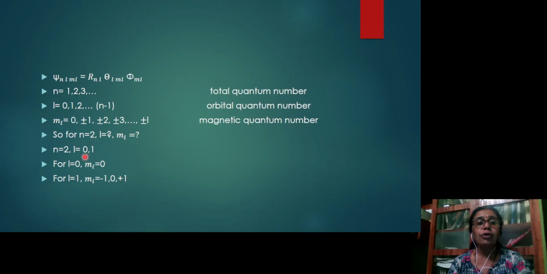For every value of L, determine what are the possible values of ml. So for L equal to 0, only a single value of ml, that is 0. And for L equal to 1, ml can have three values, that is minus 1, 0 and plus 1. So in this fashion, if we are given any principal quantum number, we should be able to derive the possible values of the other two quantum numbers, that is L and ml quantum number.